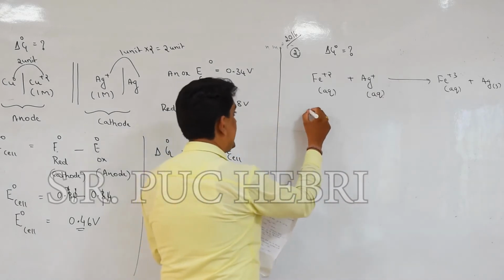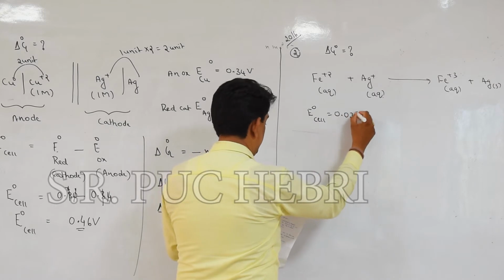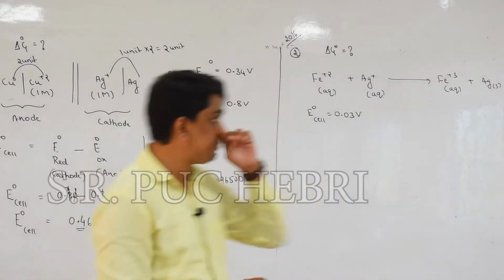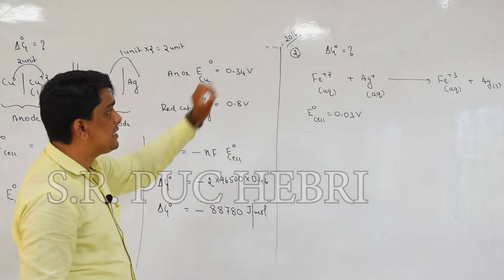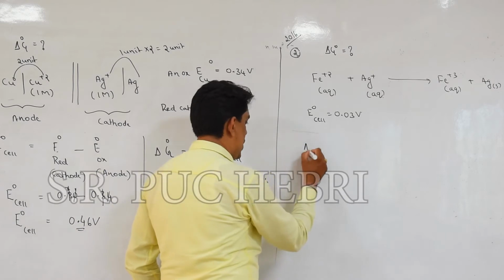given E naught cell 0.03 volt. Let me start the discussion. You can see delta G naught you want to calculate. So let me write the formula of delta G naught.